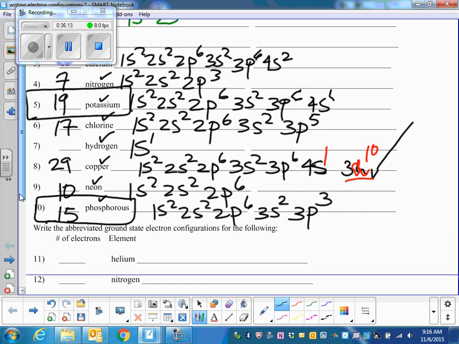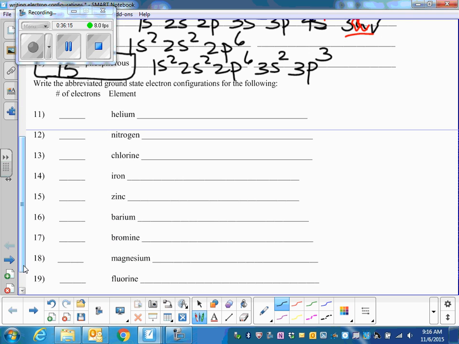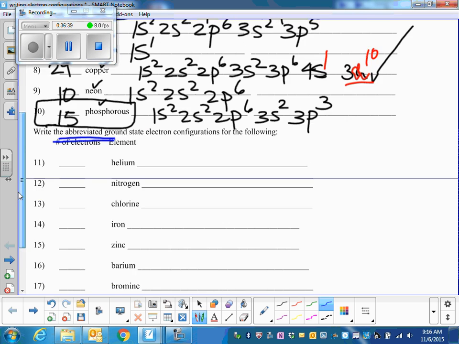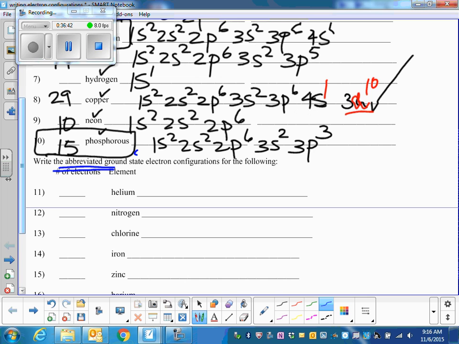A lot of kids are interested in abbreviated configuration. It was in the homework packet also. Abbreviated configuration. What does the word to abbreviate mean in English? To abbreviate means to shorten. So you are going to write, what does the word abbreviate mean? To shorten.